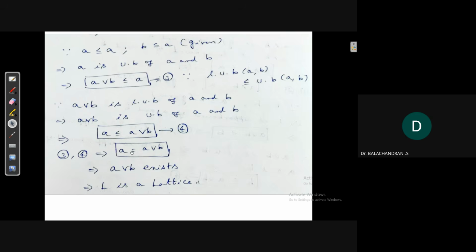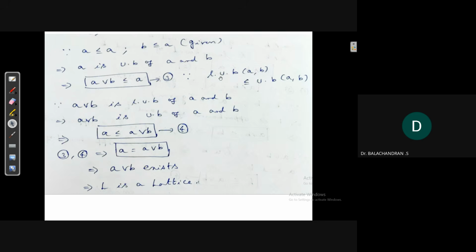We need to prove next that the least upper bound of A and B exists. Okay, so since A less than or equal to A and B less than or equal to A is given, that is the assumption, that is case 2. Here, the right side A is an upper bound of the left side A and B. So this implies, again, here you have an upper bound. The relation is the least upper bound of A comma B less than or equal to upper bound of A comma B.